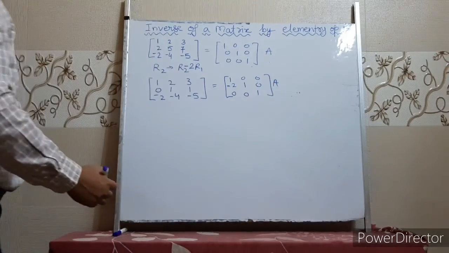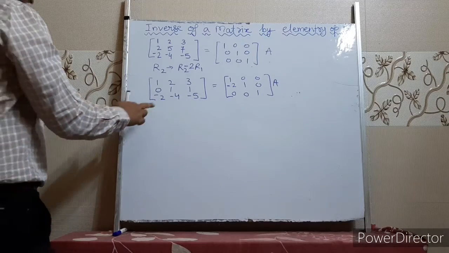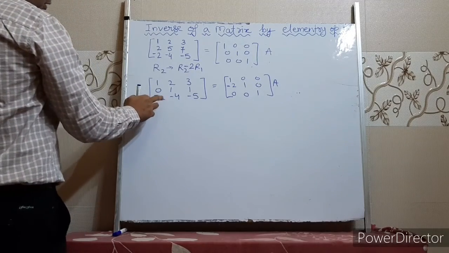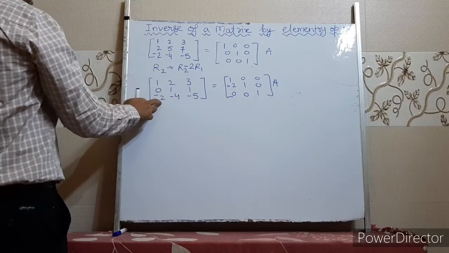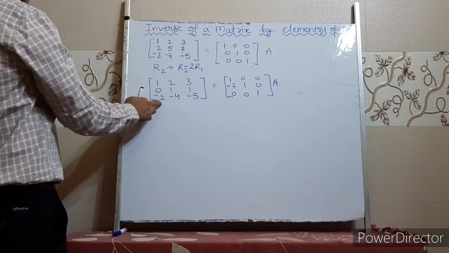Clear to all of you? First step. Okay. Now we have to make this term 0. So when we are going to make this term 0, minus 2 is there. So if we multiply 2 here and add, then this term will become 0.